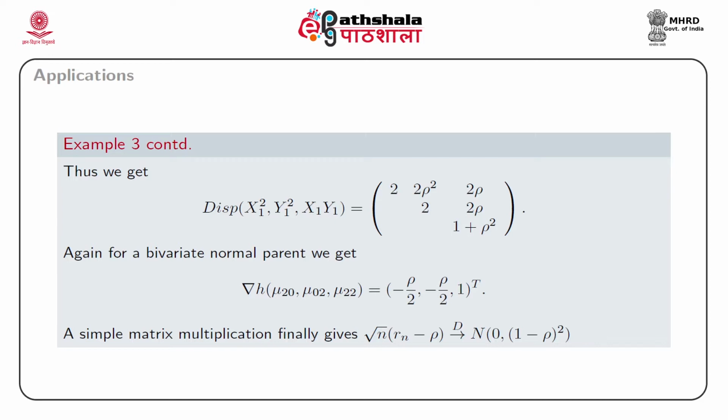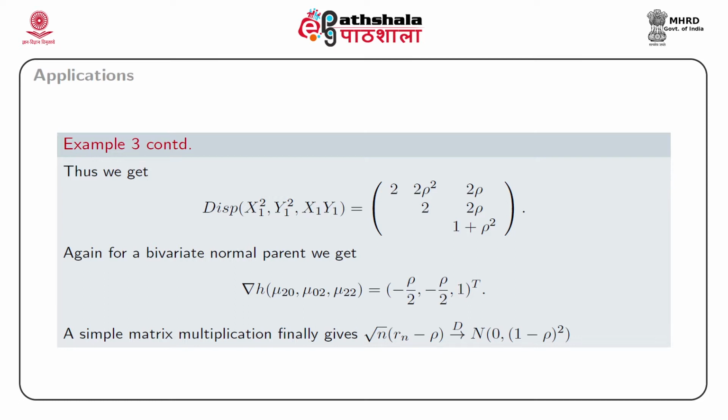Then we have the elements 2 rho square, 2 and 2 rho in the second row, and finally we have the elements 2 rho and 1 plus rho square. Again, for a bivariate normal parent, we get the gradient vector as a 3 component vector with elements minus rho by 2 and 1, and then a simple matrix multiplication gives the result that the large sample distribution of Rn, that is correlation coefficient, is univariate normal with mean rho and variance 1 minus rho square whole square.